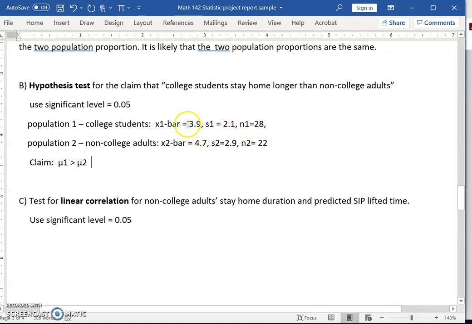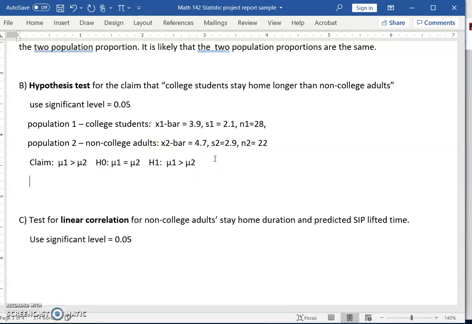So the stay-home number is longer. But if you look at the sample mean, actually college students stay home less. It could be because of those outliers. So H0 would be that they're the same, right? We always assume that temporarily when we do the calculation, they're exactly the same. And then H1 would be the claim: mu1 is greater than mu2, the alternative hypothesis.